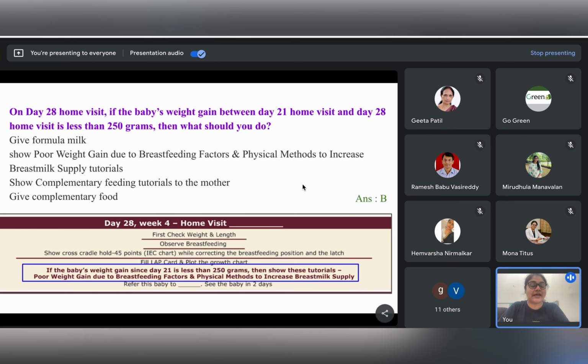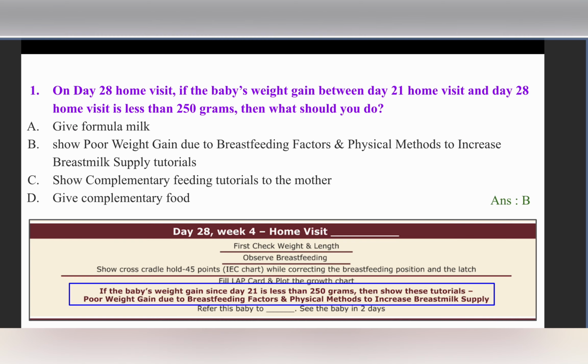So please keep in mind, it is obviously not just these local factors as to how the baby is positioned and how the latching is being done, but apart from that, to make breastfeeding very much effective, the physical health of the mother and the mental well-being of the mother is very, very important, right? So as we can see, these tutorials need to be shown to the mother, and also what are the physical methods to increase the breast milk supply.